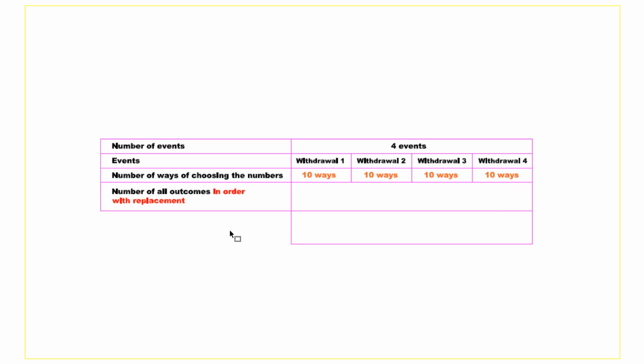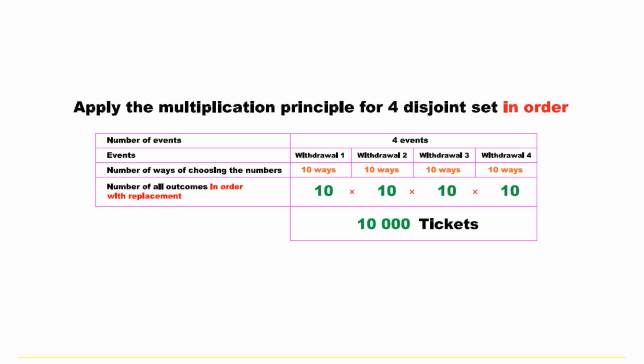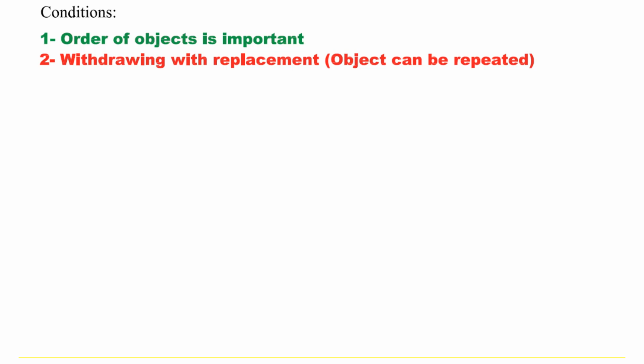Now, according to the multiplication principle, we can multiply all of them to know the number of all possible outcomes, or the number of all possible tickets the Lottery Corporation can issue according to the previous rules, and they are 10,000 tickets. The number of tickets can also be known using the permutation formula under the following 2 conditions. The first condition, order is important, and the second condition, withdrawing is with replacement.